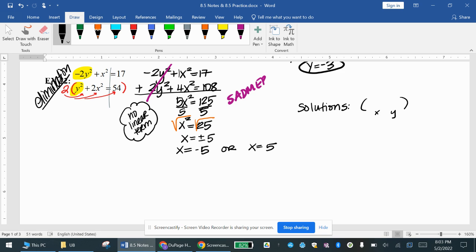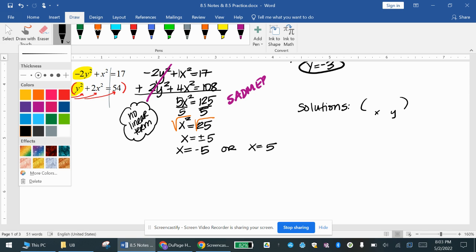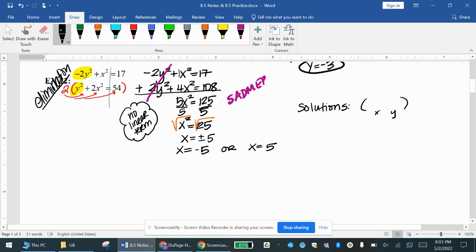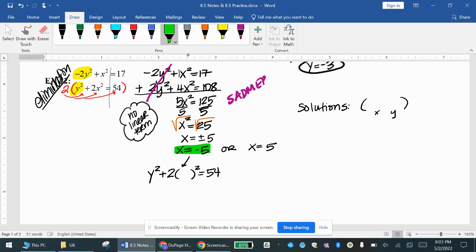Okay, so you can pick any of the original equations. You can pick the one from the top that says -2y squared plus x squared equals 17, or you can pick y squared plus 2x squared equals 54. I tend to pick the ones that don't have a lot of negatives, so I'm actually going to substitute into the second equation. For the x value, I'm going to substitute a -5. So right now we're plugging in x values. Okay. Yikes, the highlighter made it a little hard to see. And then you just pretty much solve for y.